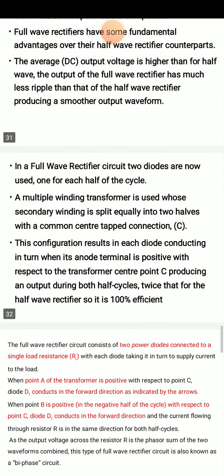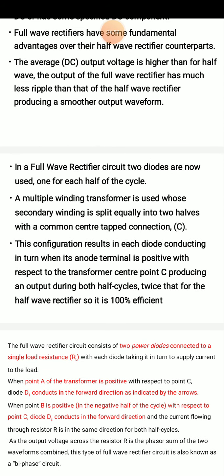This is all about the half-wave rectifier, full-wave rectifier, transistor capacitance, and diffusion capacitance.